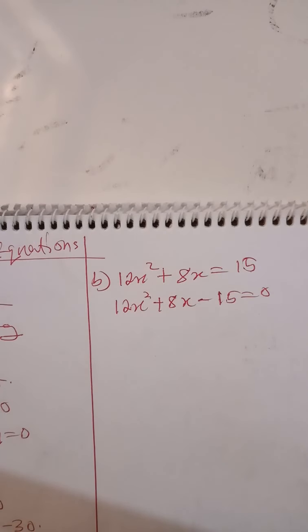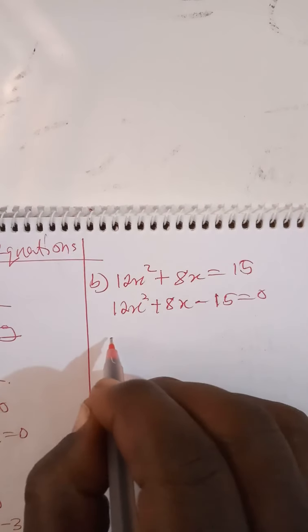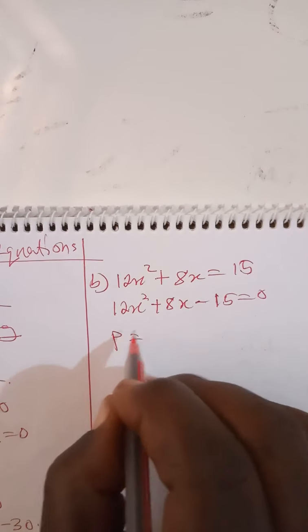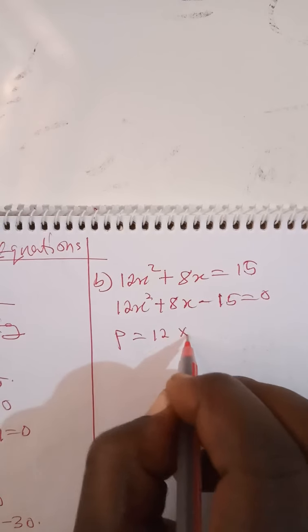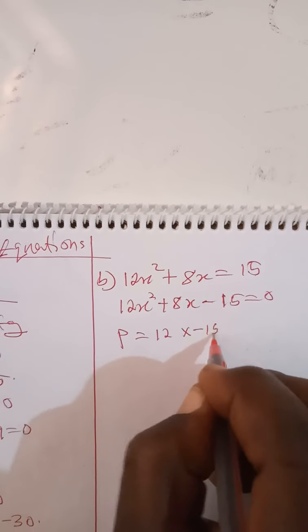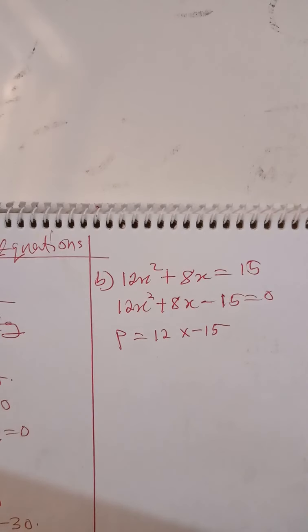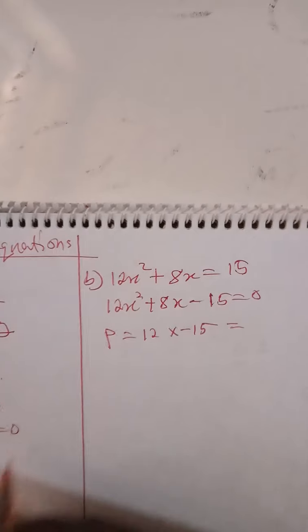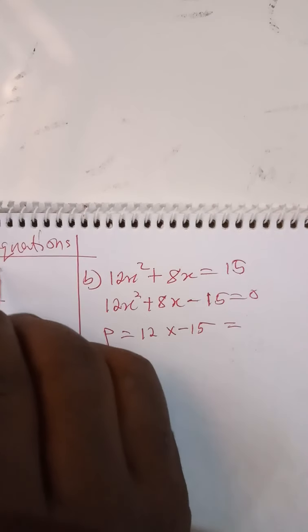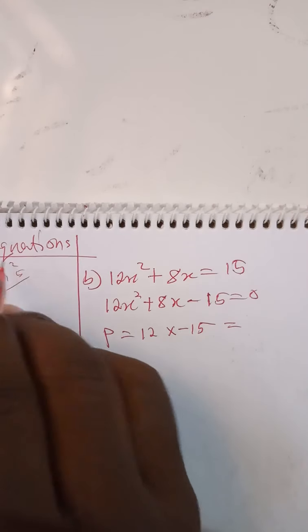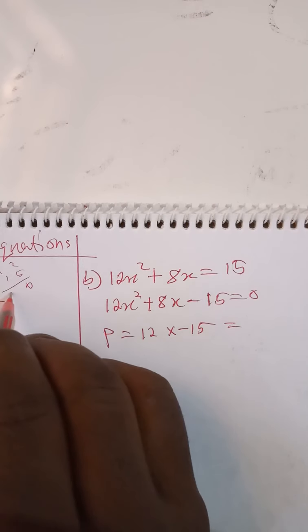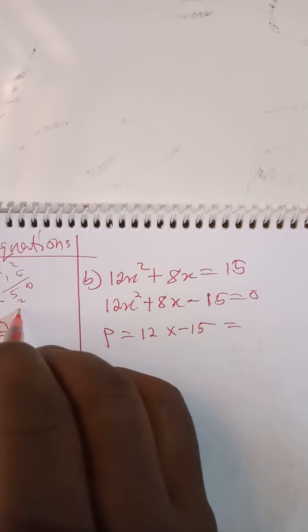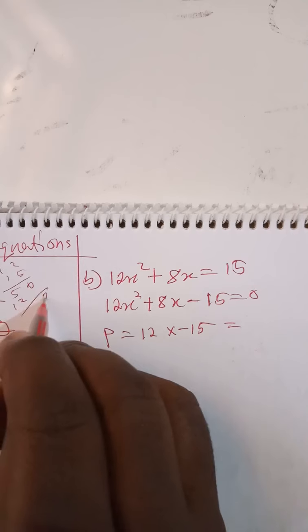That is it. Okay, now the product I'm dealing with here is 12 times minus 15. Okay, 12 times minus 15. Let's see, 12 times 15 is going to be 10, 5, 2, 1.